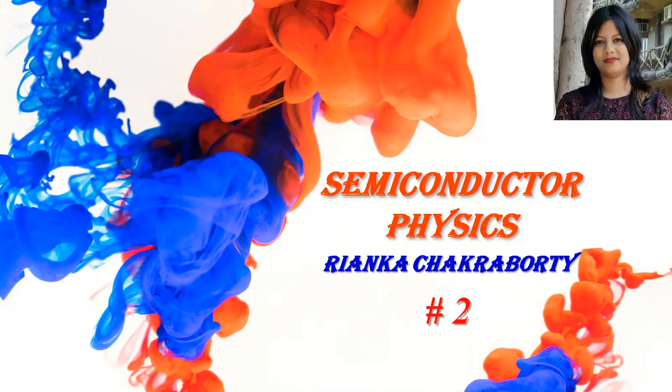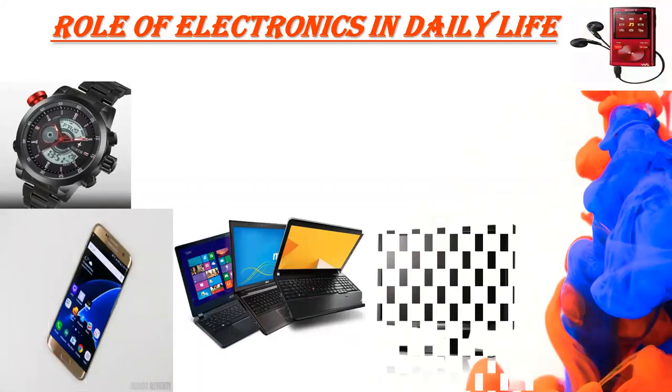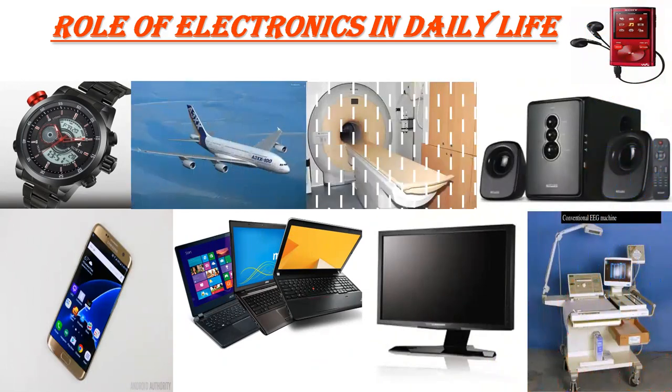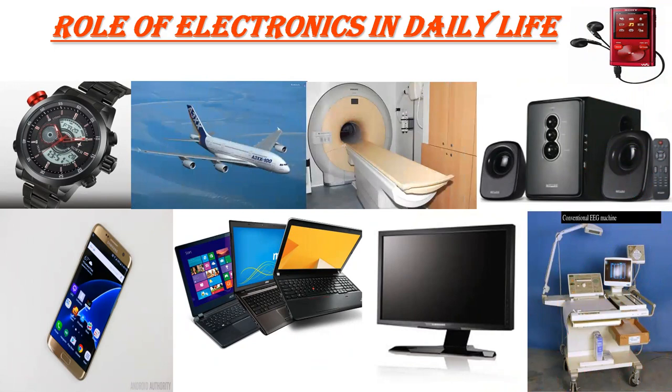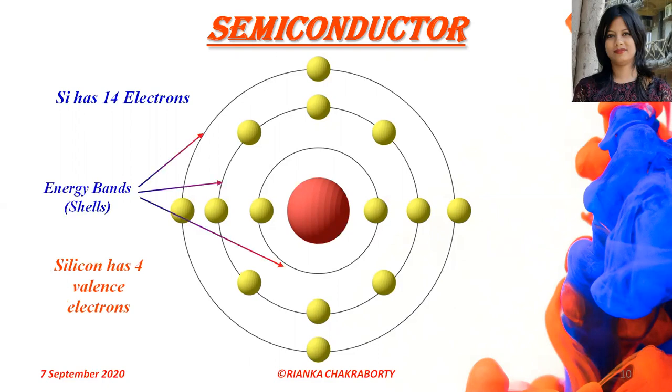In my previous video, I was discussing the definition of electronics, and where we use electronics. I told you that we use electronics everywhere in our daily life. I was also discussing the concept of electrons and free electrons, and according to valence electrons, the concept of conductors, semiconductors and insulators. Here we see the atomic structure of silicon, which has 4 valence electrons.